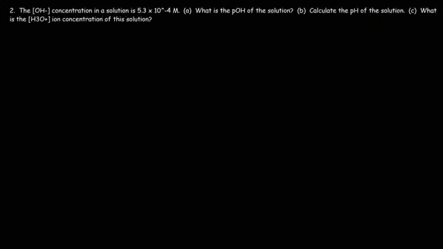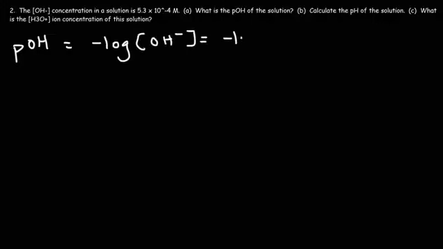Number 2, the hydroxide concentration in a solution is 5.3 times 10 to the negative 4. What is the pOH of the solution? By the way, feel free to pause this video if you want to try this problem. The pOH is going to be negative log of the hydroxide ion concentration. And so that's going to be negative log 5.3 times 10 to the negative 4. So if you were to estimate the range of the pOH of the solution, what would you say? So looking at this exponent, negative 4, we know it's going to be between 3 to 4.